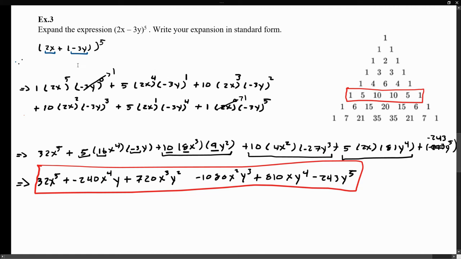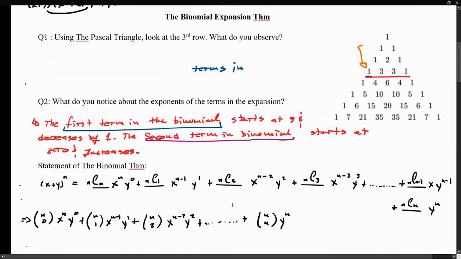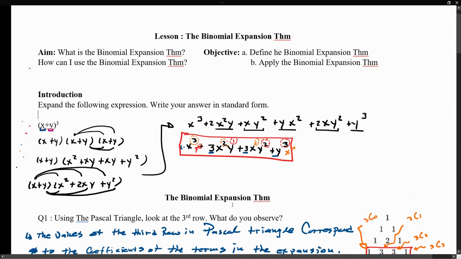But there are two things that I would like to point out in this problem. The first one is if we do have a negative, in order for us to use the binomial expansion theorem, it has to be written as a plus. That way I can identify the first and the second term. And whenever we do have constants that are raised to some exponents, we have to take that into consideration whenever we are simplifying. And with this, it concludes our lesson for the binomial expansion theorem.